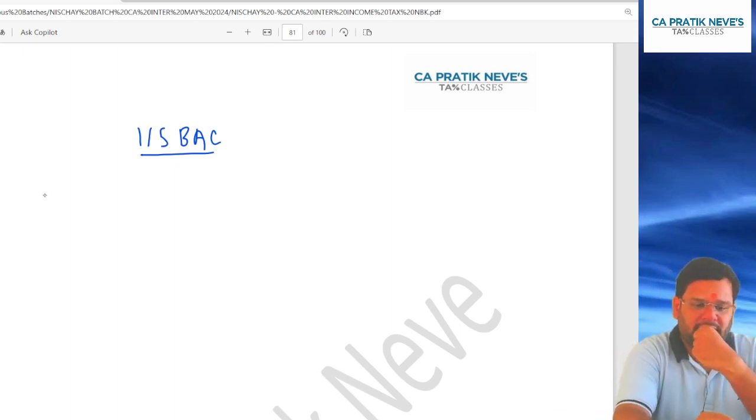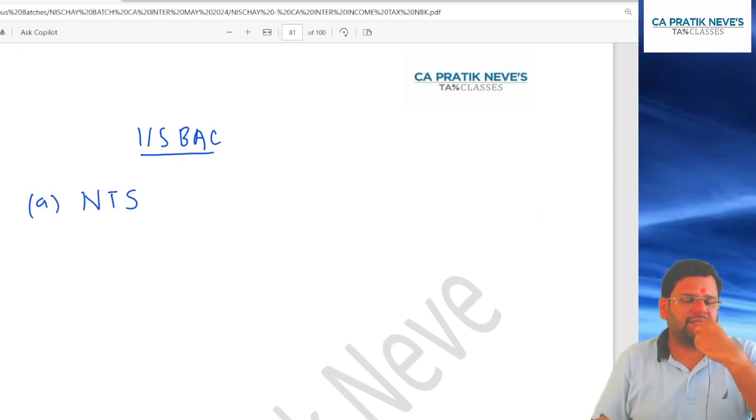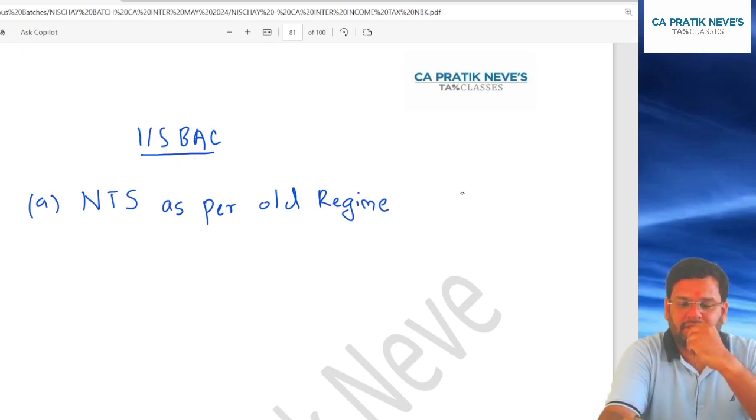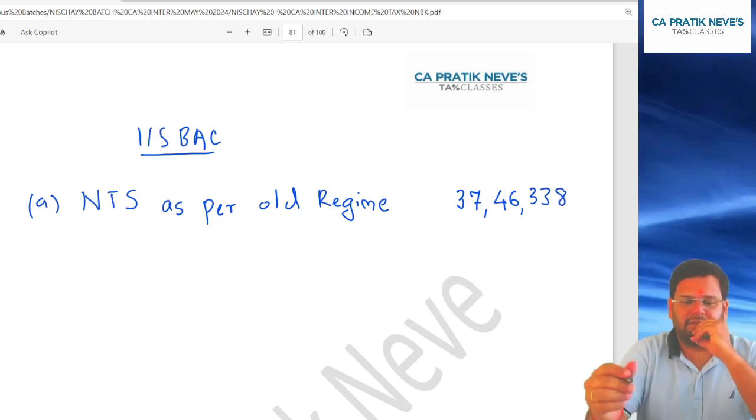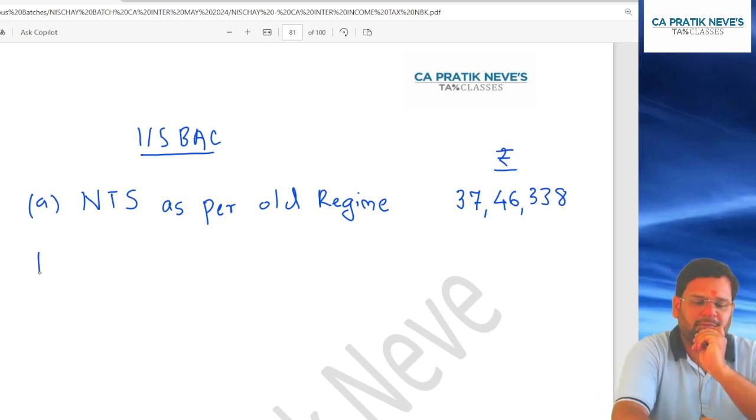A point, next line A point, net taxable salary as per old regime. What is NTS as per old regime? 37 lakh 46,338. Okay, agreed. B point. Add.